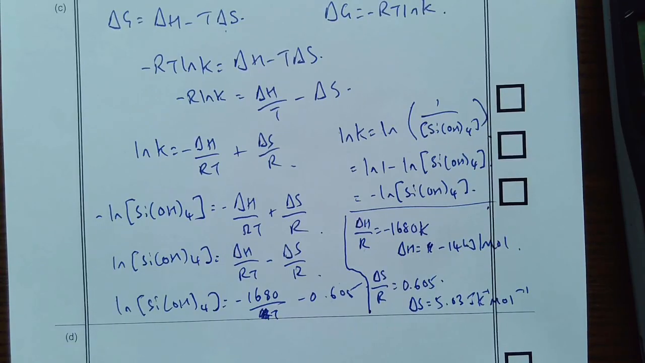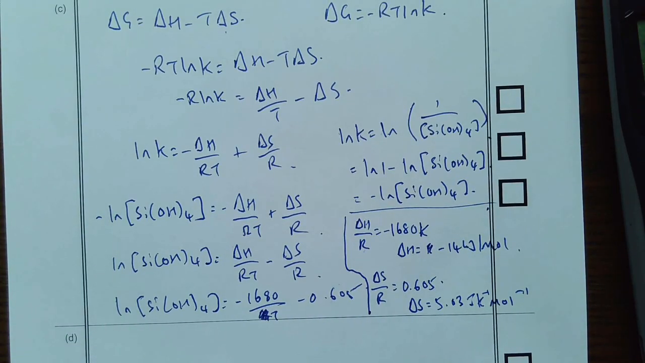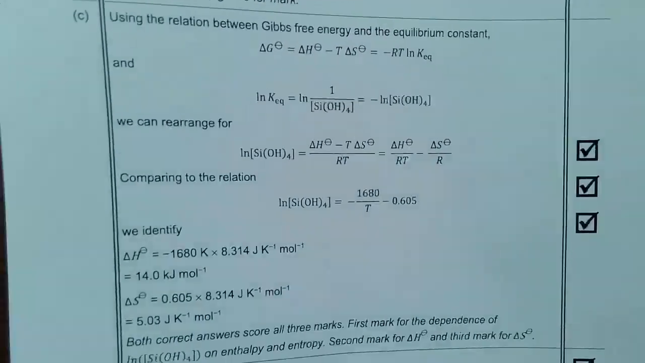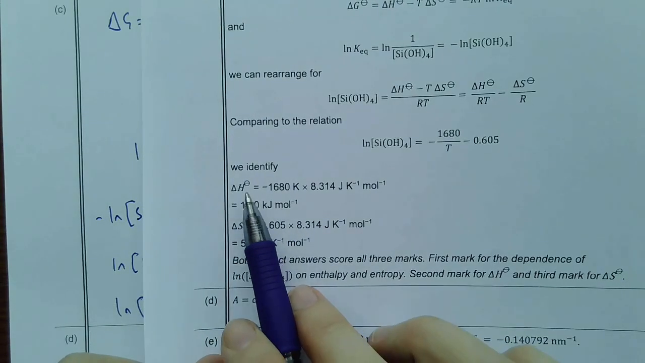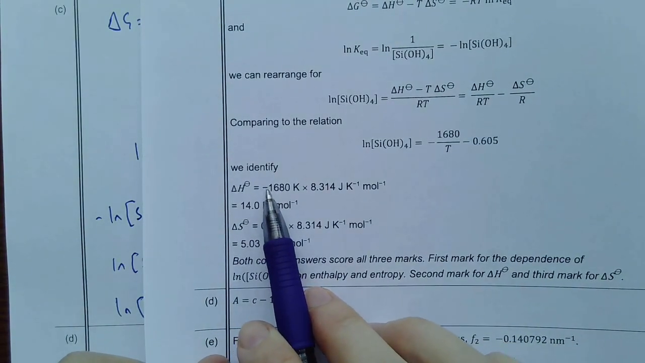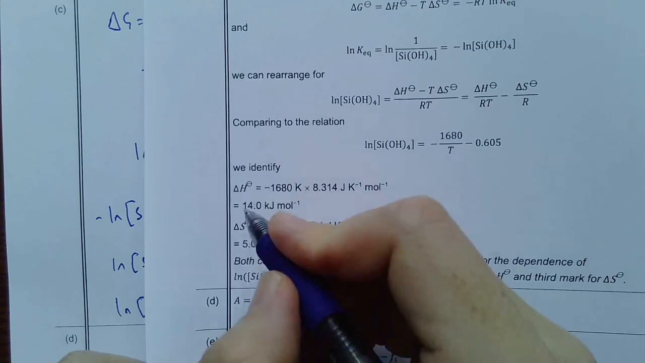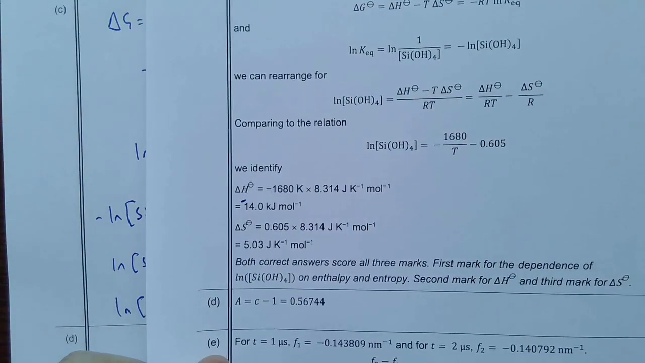Now, if you've looked at the mark scheme, I think there's a mistake in the mark scheme here. It's just a typographical one. So they've written delta H equals minus that times that, and then they've given that. That should be a minus there, obviously.